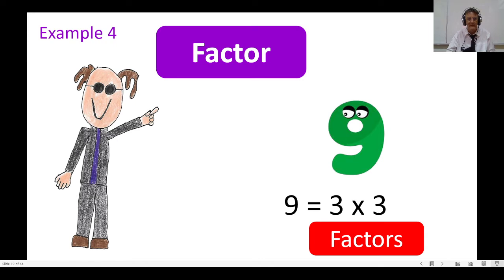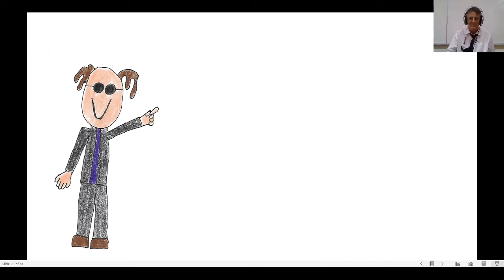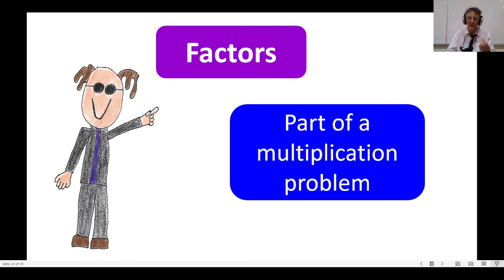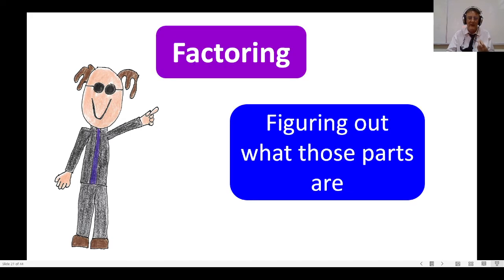Okay, is that clear? If you've got 2 times 2, 2 is a factor. If you've got 3 times 3, 3 is a factor. If you've got 5 times 5, 5 is a factor, and 5 times 5 would be the number 25. Got it? Understand? Good. I hope so. Okay, so factors are part of a multiplication problem. We need to work out what those parts are.